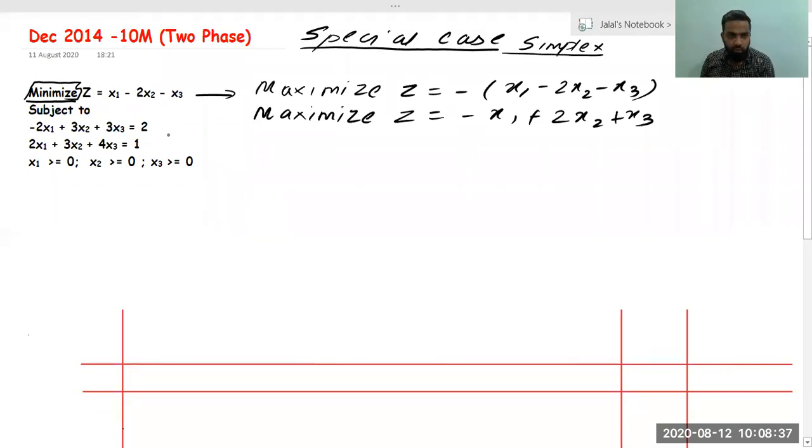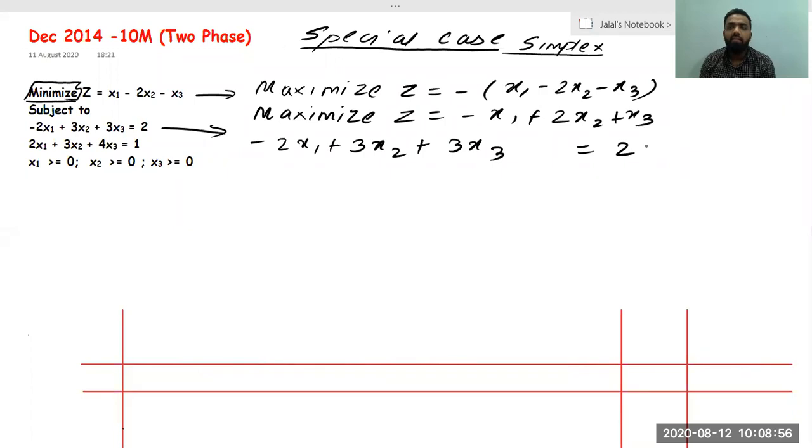Now we'll go to the first equation. What is our first equation? It is minus 2x1 plus 3x2, just look at the question, plus 3x3, and this is already given as equal to 2. If something is already equal to 2, we cannot add a slack variable. A slack variable is only added when it is greater than or equal to or less than or equal to. So in this case, we cannot add any slack variable in the first equation.